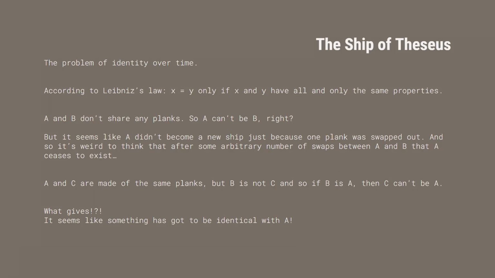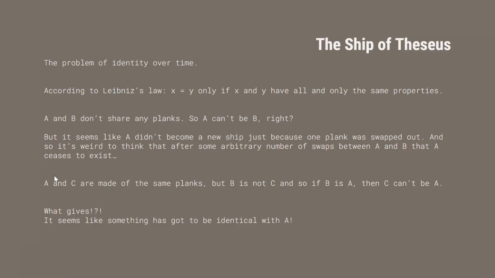And if you think that A somehow ceases to exist there, it's an interesting question: when did it stop existing? Was it at the point at which you swapped out half of the planks? Is it not until you swap out the very last plank? What's the reason then for thinking that you've got a totally different ship? And when we talk about personal identity, we'll see why this isn't really a good way of thinking.